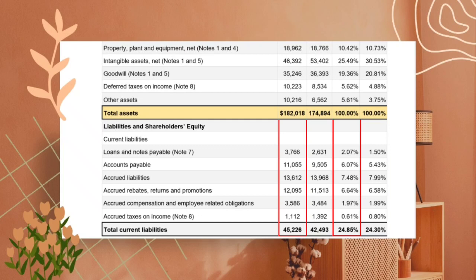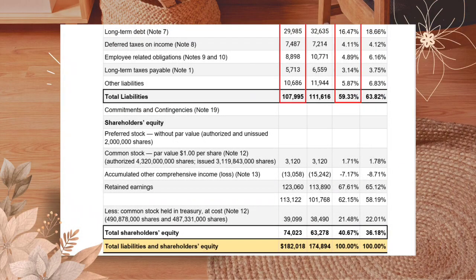Then the result will be 24.85%. We can also add all the line items in the current liability, and the result will be 45,226. And as for the rate, we're going to also add 2.07%, 6.07%, 7.48%, 6.64%, 1.97%, 0.61%. Then the total current liabilities for the percentage of 2021 will be 24.85%. Next, we have here non-current liabilities.